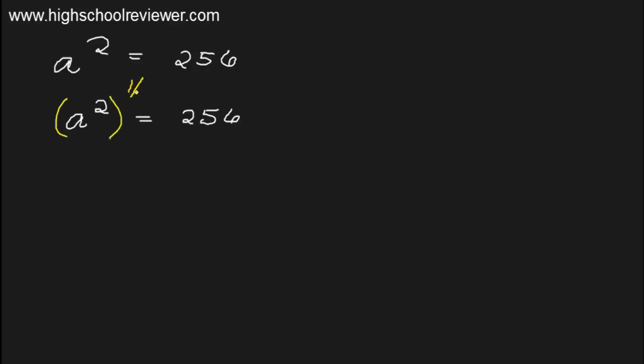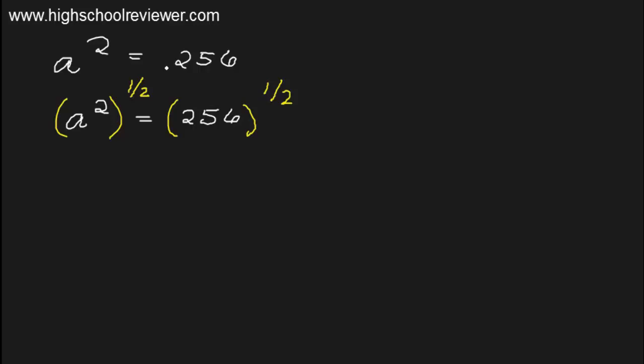Solving quadratic equations by extracting square roots. Our next problem is a squared equals 256. So to extract the square root, we will have here a squared. We are going to raise both sides of the equation to 1/2. So we are going to raise this to 1 over 2, and 256 raised to 1 over 2.